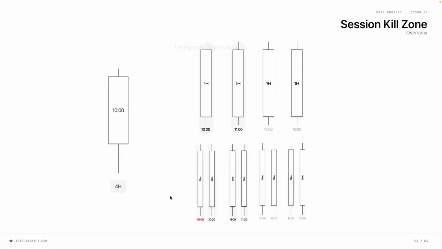So what is the relevant timing within a 10 a.m. 4-hour candle? Ideally, that's going to be 10 a.m. to 11 a.m., especially when trading a reversal candle. Ideally, it's the early hours within that candle, right?